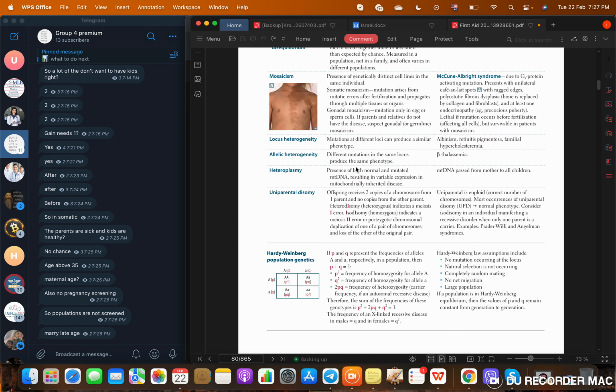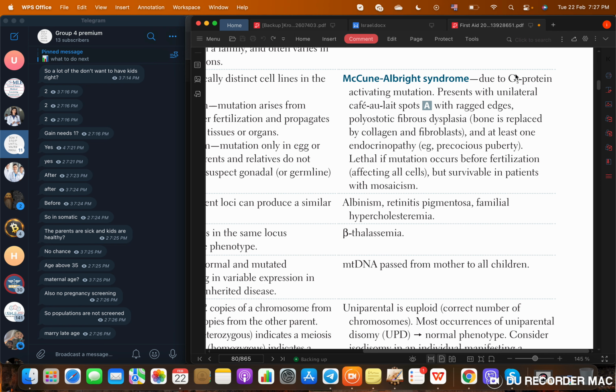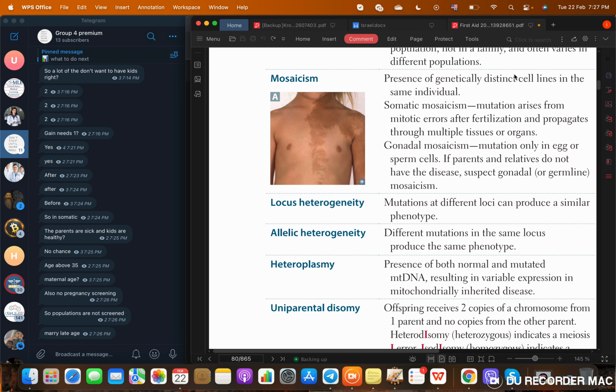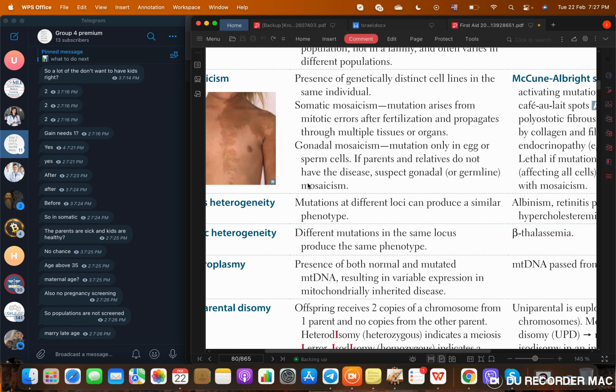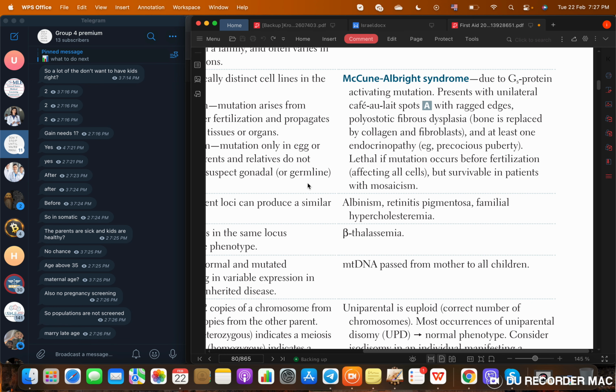Than the normal population. So, McCune-Albright syndrome is due to a Gs protein activating mutation. Remember, the G proteins are proteins that are responsible for a secondary activation inside of the cell. They present with unilateral cafe au lait spots. Unilateral, is that crossing the midline? Nope. With irregular ridges, also they can have something called polyostotic fibrous dysplasia, in which the bone is going to become brown from the inside because it's going to be replaced by fibroblasts and collagen.